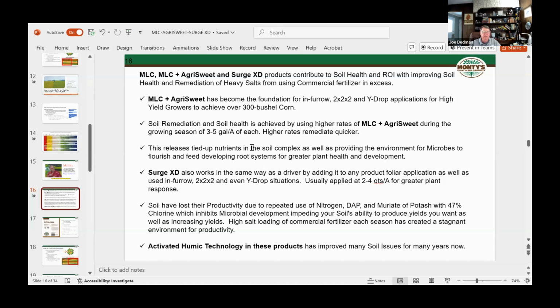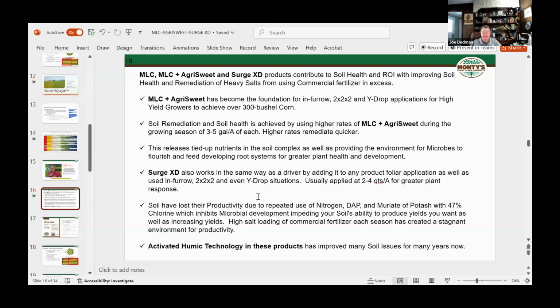And in many cases, I think you even heard Josh mention that the farmer reduced his nitrogen application to cover the cost of adding the MLC and the Agrisweet, which helped to stabilize the nitrogen, helped to stabilize the nutrients, and then in turn release more nutrients, making them available to the crop. So it was definitely worth reducing some product that you're putting on and putting in the MLC and the Agrisweet. So Surge, we talk about a little bit. Surge XD also works in the same manner, but it's more of a driver.